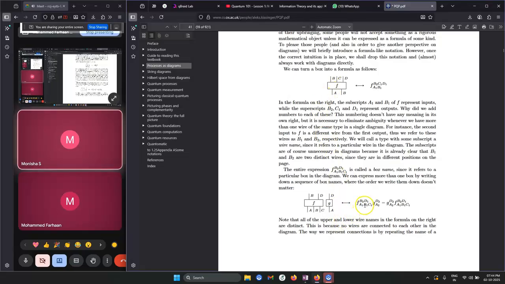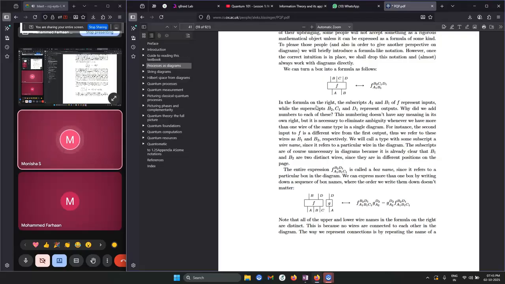I'll go. Yes. In the formula on the right, the subscripts A1 and B1 of F represent inputs, while the superscripts B2, C1 and D1 represent outputs. Why did we add numbers to each of these? This numbering doesn't have any meaning in its own right, but it is necessary to eliminate ambiguity whenever we have more than one wire of the same type in a single diagram. For instance, the second input to F is in a different wire from the first output. Thus, we refer to these wires as B1 and B2 respectively.